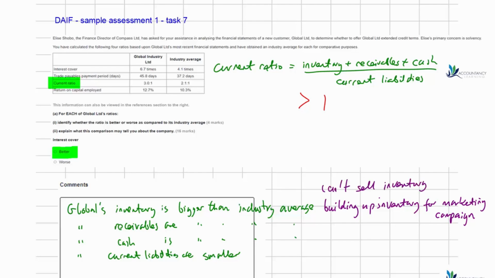But also it could be a bad thing, couldn't it? It could be that they're just struggling to sell their inventory, so they're building up some inventory because they're struggling with sales at the moment. So yeah, we could be suggesting that this is a worse position.